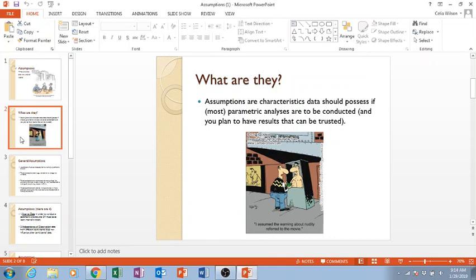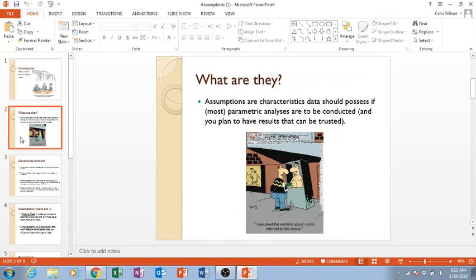Whenever we run those analyses, assumptions are conditions the data needs to meet in order for us to trust the results of the analyses. Because when ANOVA was developed, it works correctly if your data looks a certain way, or if your data meets certain characteristics or certain conditions. If your data meets those conditions, then you can trust the results of the ANOVA. And so those conditions, we're calling those assumptions.